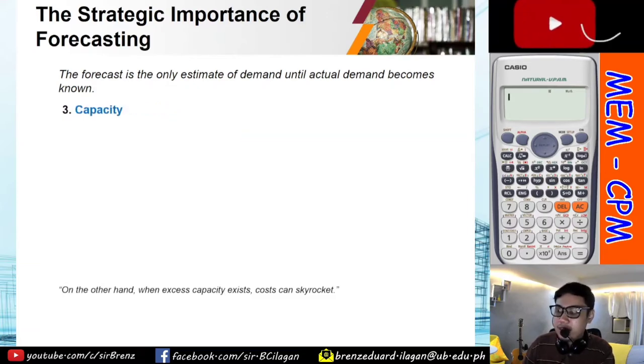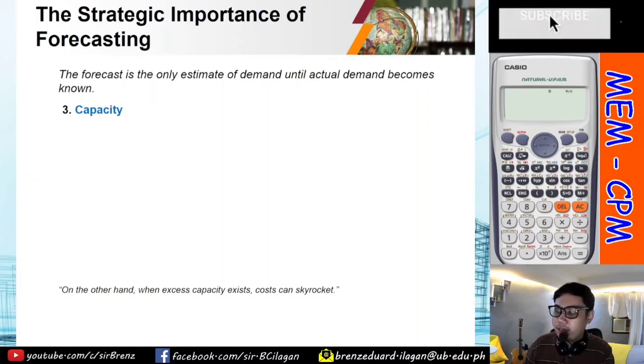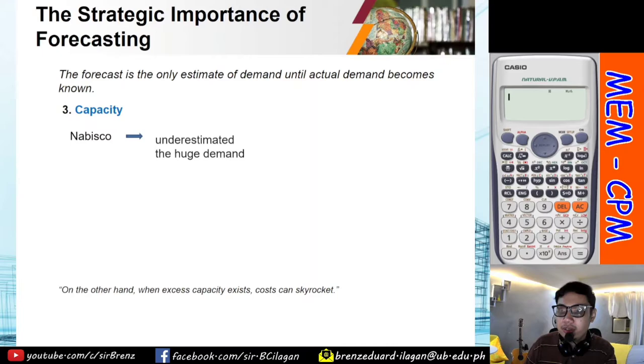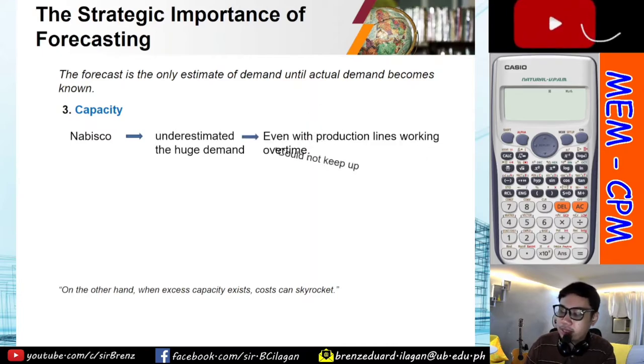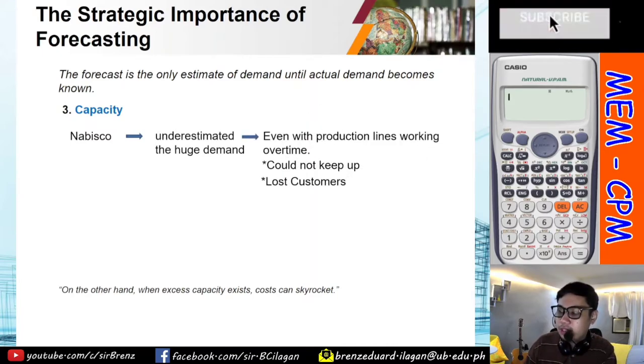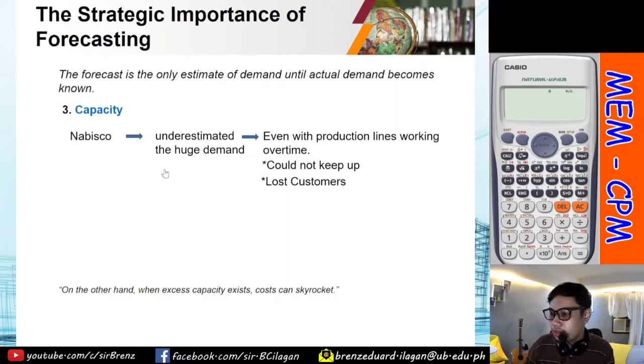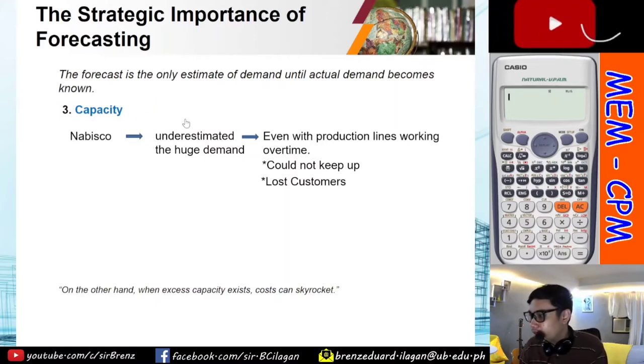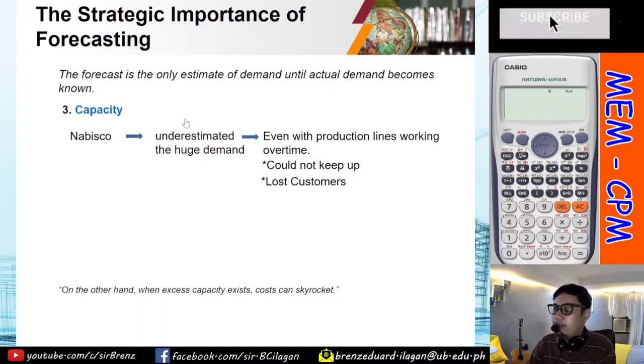Next, under capacity. When the capacity is inadequate, the resulting shortages can lead to loss of customers and market share. So this is what happened to Nabisco. Nabisco yung sa mga biskuit sa US. So Nabisco underestimated the huge demand for its new Snackwell's Devil's Food cookies, and even with the production line working overtime, could not keep up with the demand. Okay? And this leads to the loss of their customers.